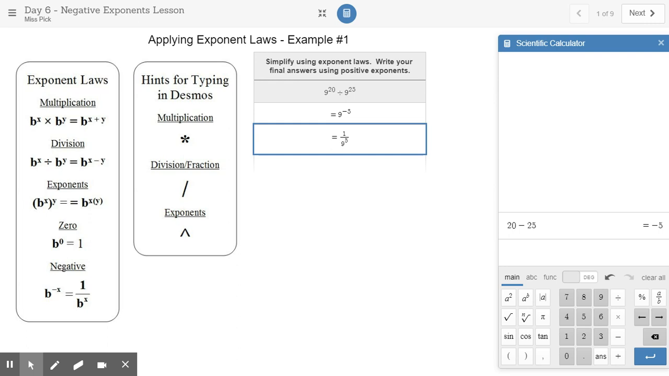So 9 to the 20 divided by 9 to the 25 is 1 over 9 to the power of 5. Now, the question does not ask me to evaluate, so I do not need to work out what 9 to the power of 5 is. I can just leave it like that with a positive exponent.